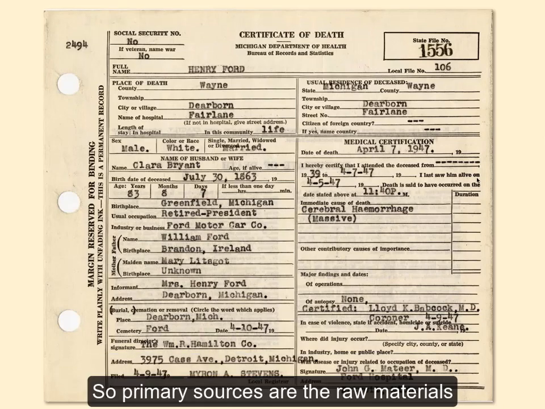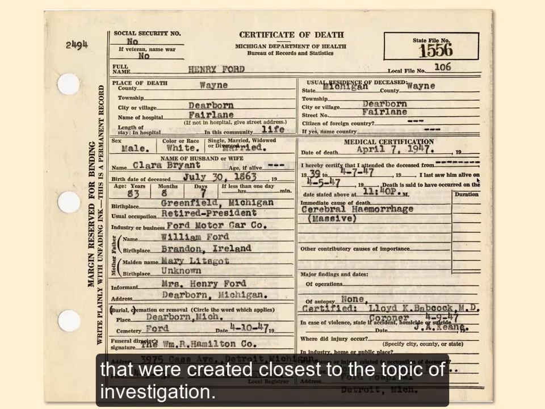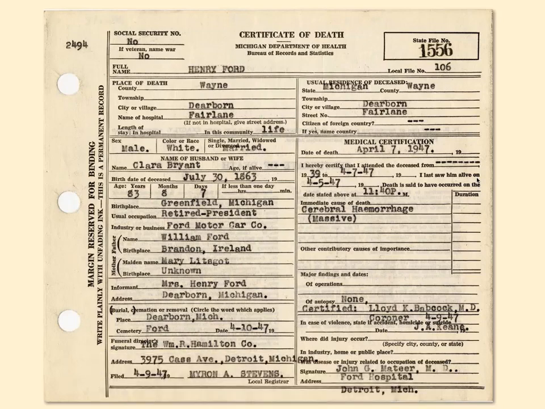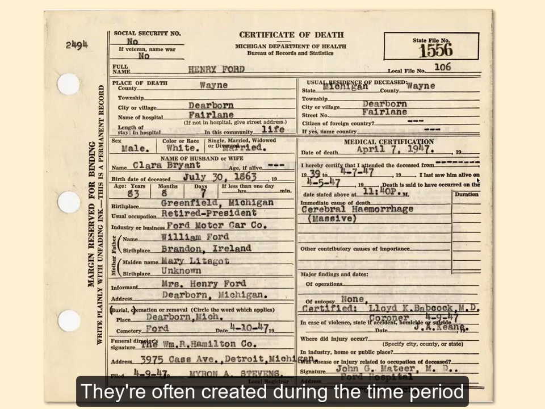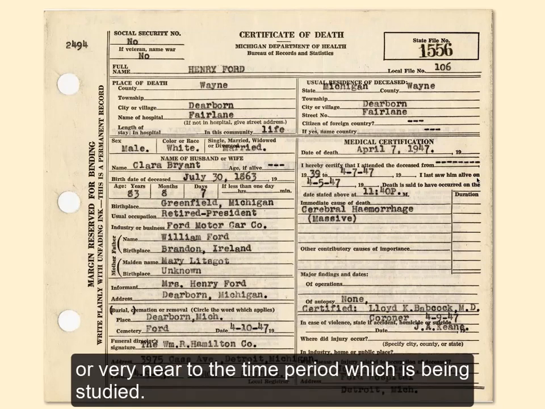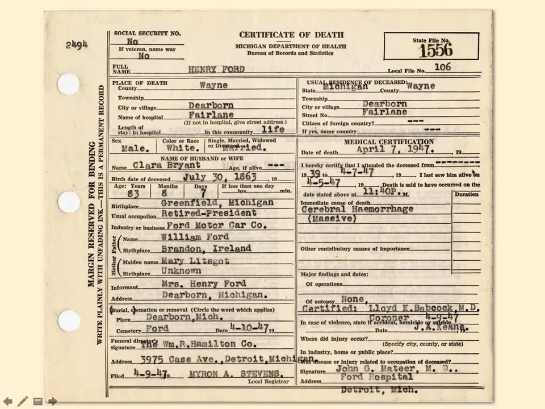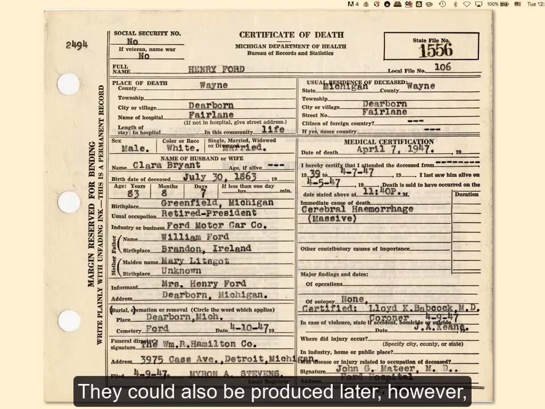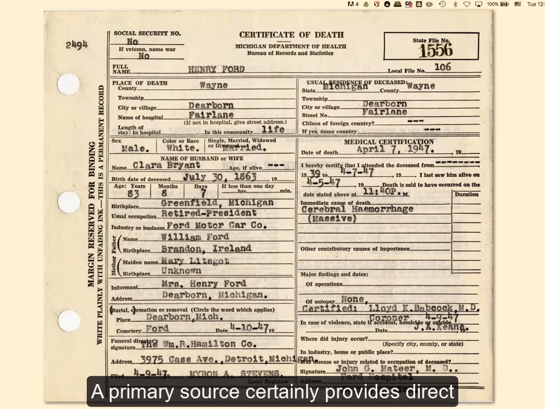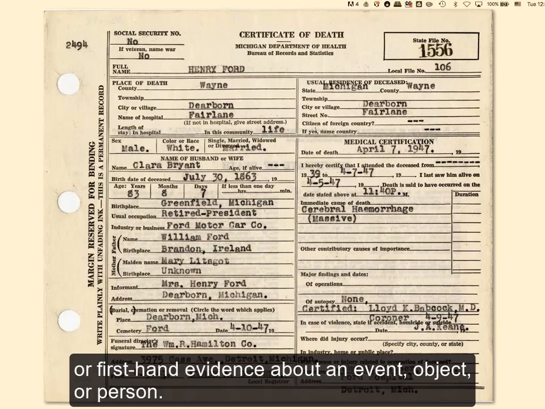So primary sources are the raw materials that historians use in historical research. They are the documents and artifacts that were created closest to the topic of investigation. They're often created during the time period or very near to the time period which is being studied. They could also be produced later, however, by eyewitnesses or participants at that event. A primary source certainly provides direct or first-hand evidence about an event, object or person.